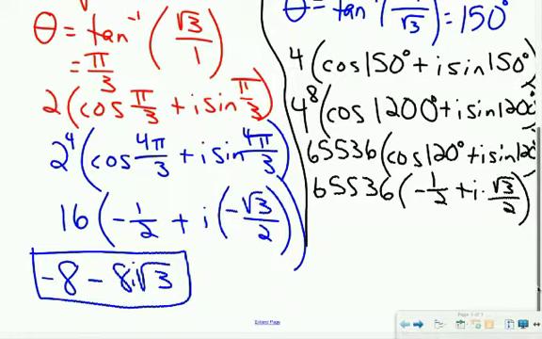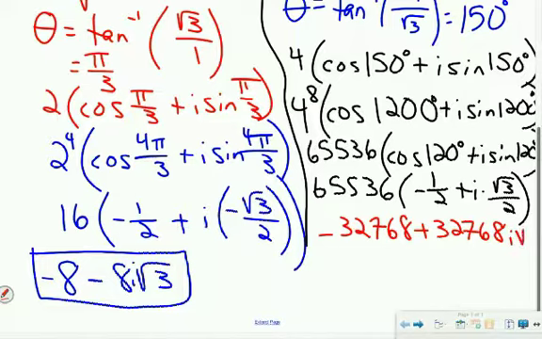So 1/2 of 65,536. Now I have -32,768 plus 32,768 I radical 3. And there finally is our answer in rectangular form.